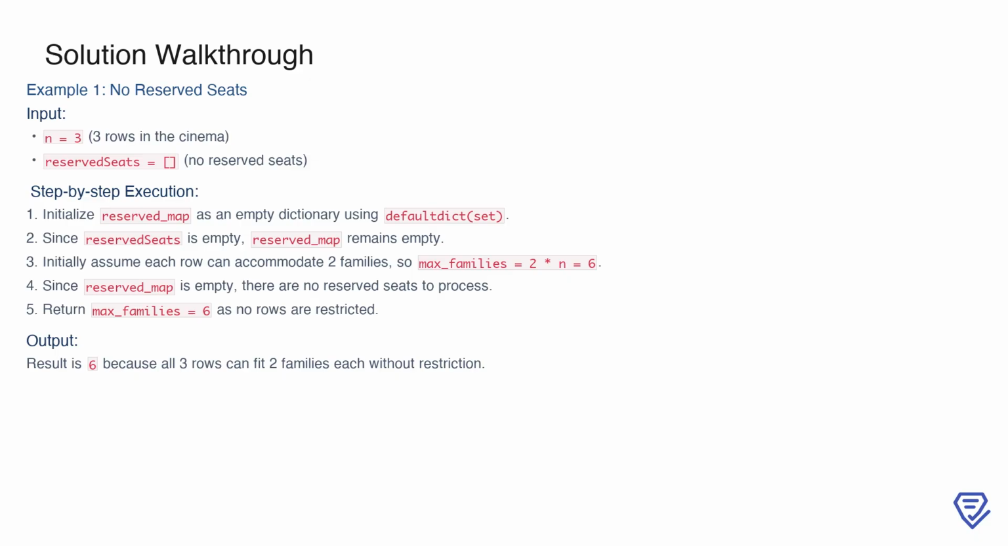Next, we assume that each row can accommodate 2 families, as there are no restrictions. Multiplying the number of rows, 3, by 2 gives us an initial maximum of 6 families. Since there are no reserved seats to process, we directly return the calculated value, which is 6. This result makes sense because all rows are fully available, allowing 2 families per row without any issues.